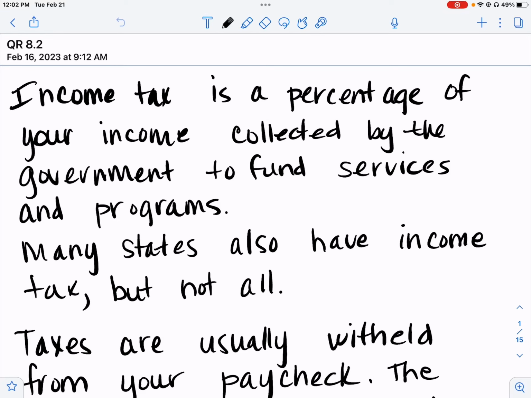Income tax is a percentage of your income collected by the government to fund services and programs. Many states also have an income tax, but not all. The states that don't have an income tax have higher sales taxes.